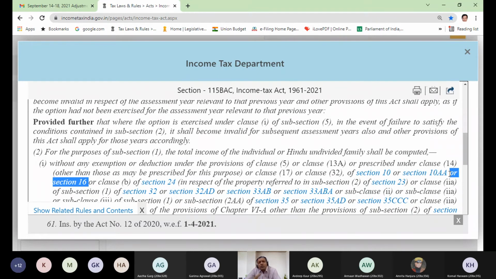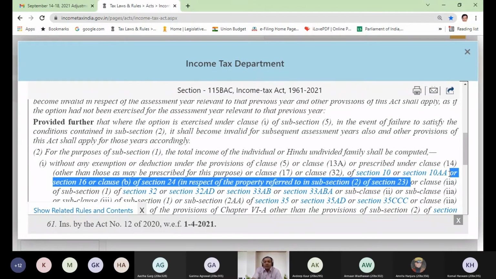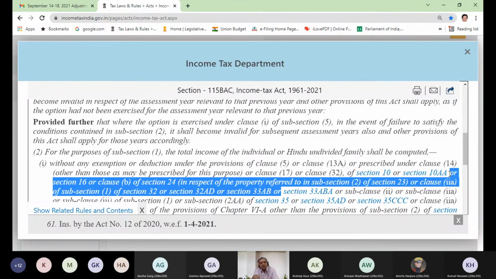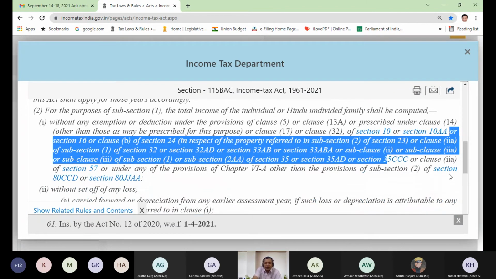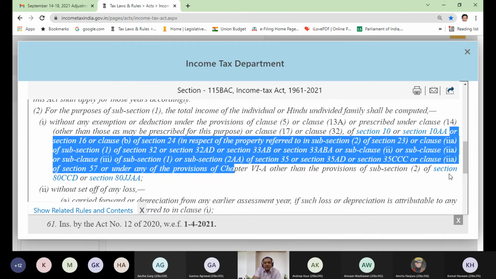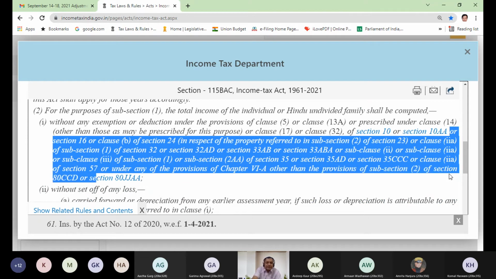Other sections might look difficult right now because you have not read the Act. The moment you gradually start reading the Act, you'll start relating all these sections with your knowledge. Or clause B of section 24 in respect of the property referred to in subsection 2 of section 23. The Act always goes in the form of sections. Or clause 2A of subsection 1 of section 32 or section 32AD or section 33AB or section 33ABA or clause 2 or clause 2A or subclause 3 of subsection 1 or subsection 2A, etc., or under any of the provisions of chapter 6A other than the provisions of subsection 2 of section 80CCD, etc.